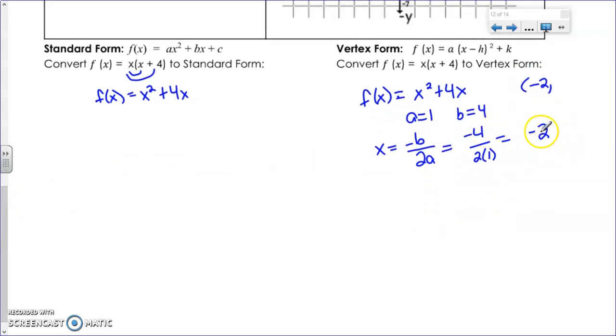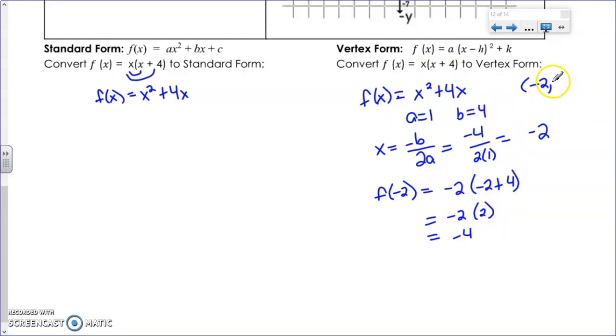Okay, so I take this and I plug it back in to solve for y. So I have f of negative 2 equals negative 2 times negative 2 plus 4. Or you could have plugged it into this one, either way. Negative 2 plus 4 is positive 2. And negative 2 times 2 is negative 4. So you can plug it into your factored form, or you can plug it into your standard. You get the same thing. Okay? So my vertex is negative 2, negative 4.